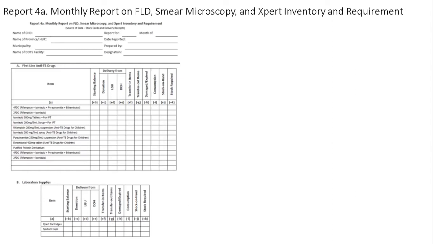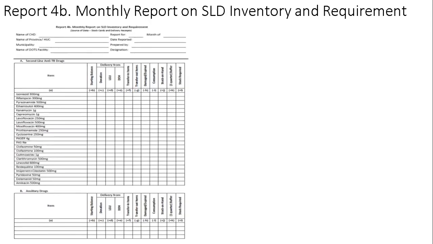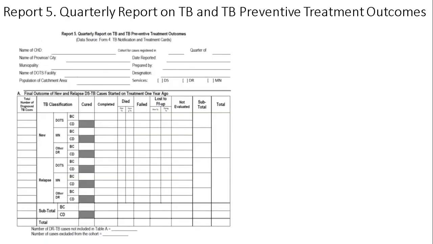Report 4A is the monthly report on FLD smear microscopy and expert inventory and requirements. 4B is the second line drugs inventory and requirements. Before, we had two components of report 5. 5A is the quarterly report on treatment outcome of drug-susceptible TB cases, and 5B, quarterly report on interim treatment outcome of DRTB cases. But now, DSTB and DRTB are integrated. Report 5 is the quarterly report on TB and TB preventive treatment outcomes.